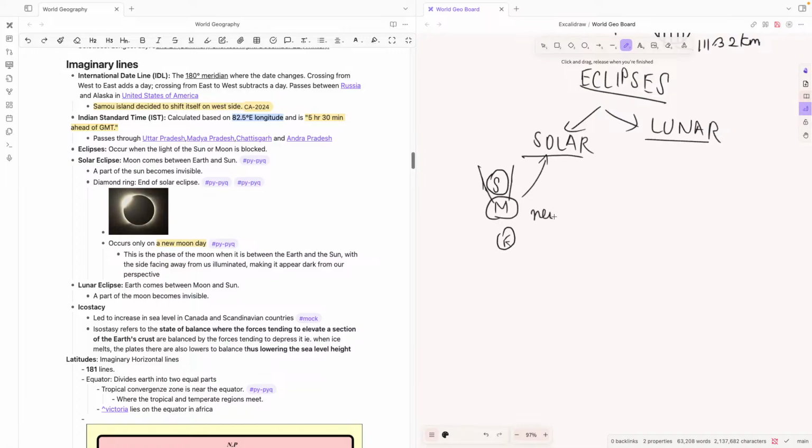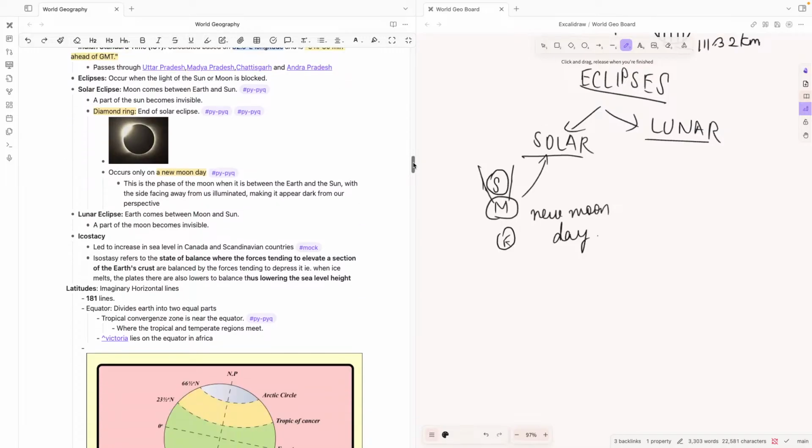This always happens on a new moon day because a new moon day is the one in which the moon is in its full shape, which means it is much better equipped to hide the sun. The end of a solar eclipse looks like this, which is called a diamond ring.